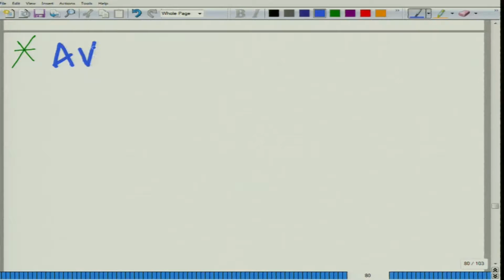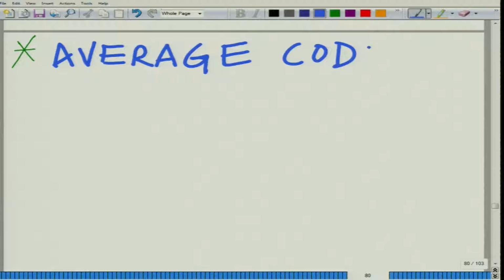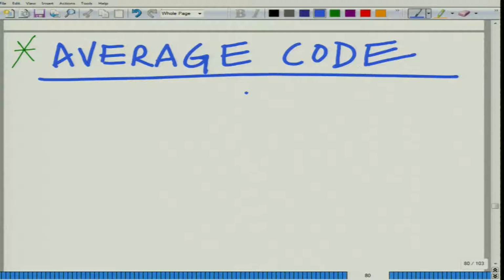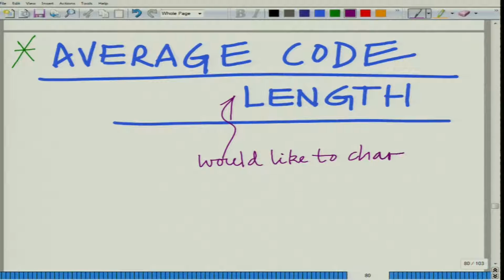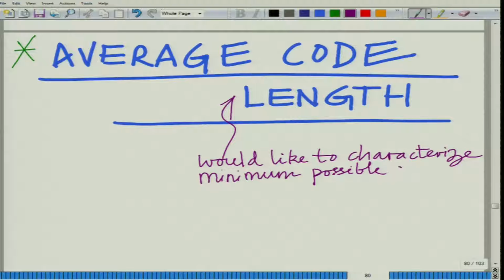So, in this module we would like to focus again on the average code length. As I have specified before, this is one of the fundamental aspects of a code, that is we would like to characterize the minimum possible average code length. What is the minimum possible average code length? We would like to ask this question.